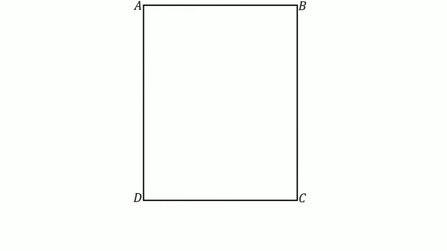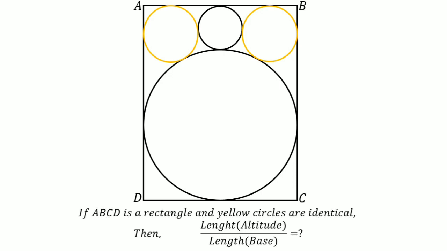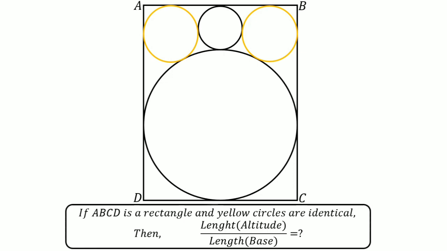Hi everybody, here is a rectangle ABCD and we inscribe a circle that is tangent to three sides of the rectangle, and we inscribe another circle that is tangent to this bigger circle and one side of the rectangle, and we also inscribe two yellow circles that are tangent to these two bigger and smaller circles and two sides of the rectangle. If ABCD is a rectangle and the yellow circles are identical, then we have to find the ratio of the length of the altitude by the length of the base.